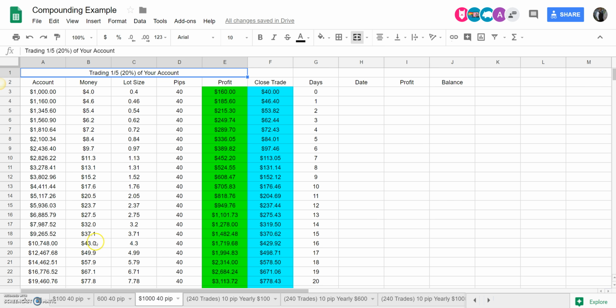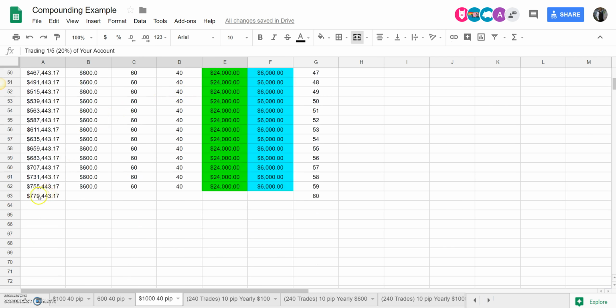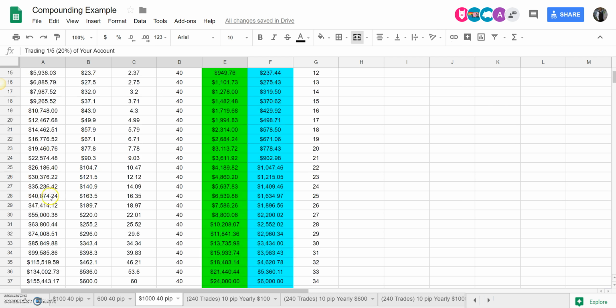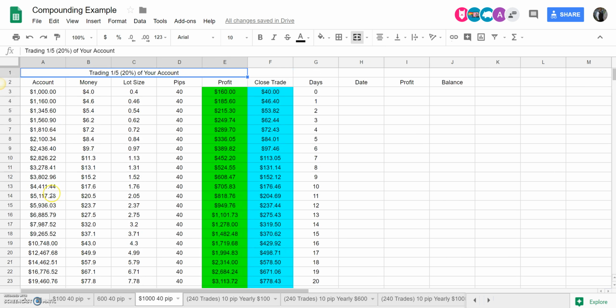You know, what if you have a little more money to play with and you start off with $1,000? If you started off with $1,000, doing the exact same strategy of taking the lot size and putting it in 4 times with a take profit of 10 pips, at the end of 90 days, you will have $779,000. Guys, you cannot mess this up, okay?